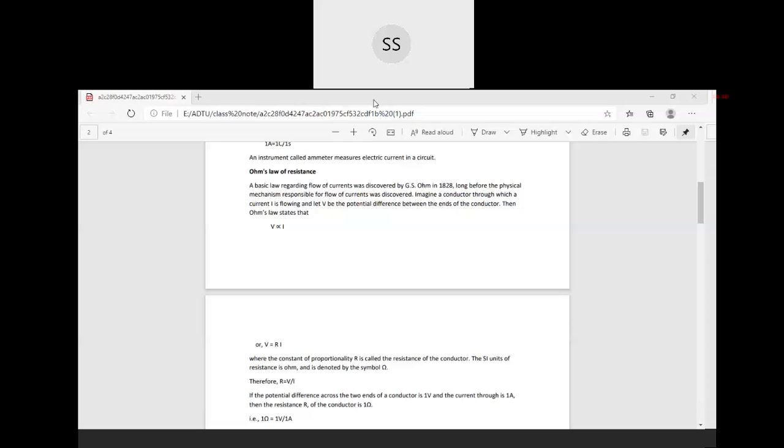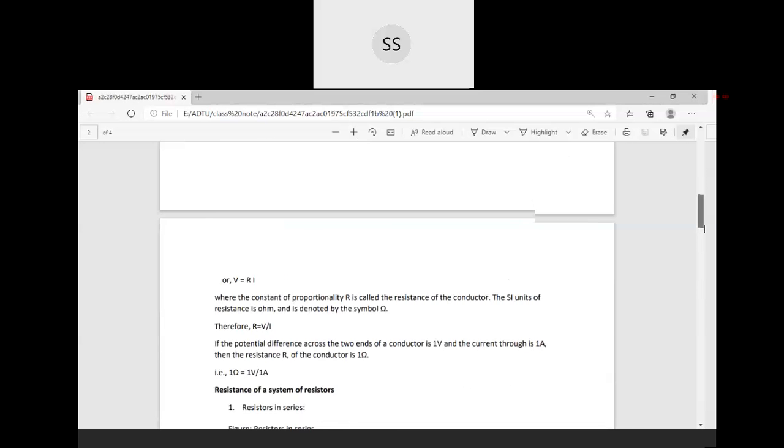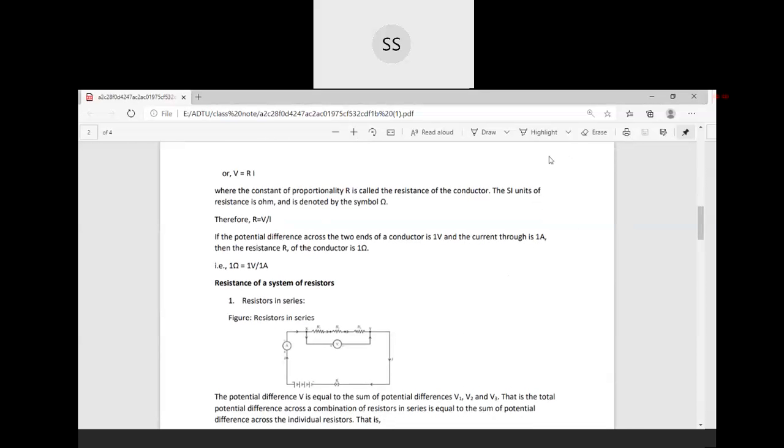Okay, so the SI unit of potential difference is volt, the SI unit of current is ampere, and the SI unit of resistance is ohm, which is denoted by this symbol.